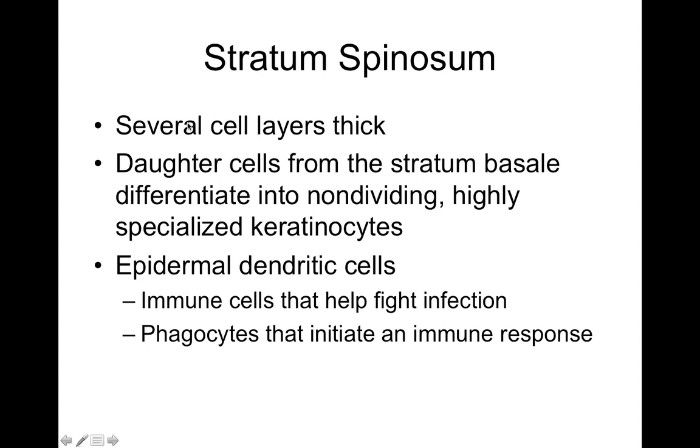Stratum spinosum, you guys, is several cell layers thick. You got the daughter cells from the basale. They are non-dividing cells, but they're basically keratinocytes. In stratum spinosum, you also find the dendritic cells. Why might you not find dendritic cells like in the granulosum or lucidum or corneum?